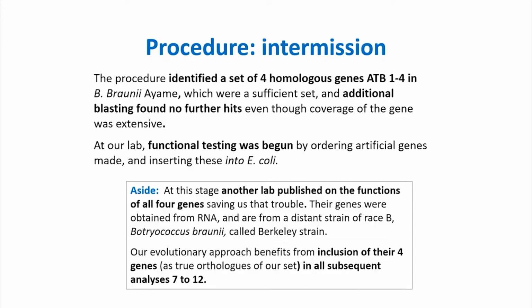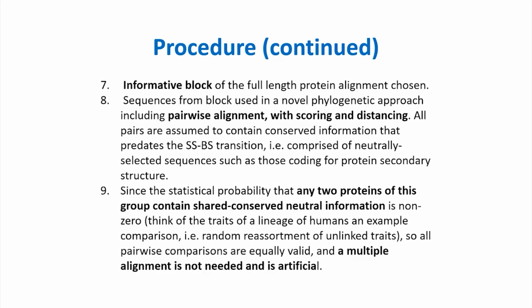Okay, so another lab actually published the functions just as we put out our patent, and that was fine because we're not that competitive. And so they beat us to the right to produce these fuels, and our interest is also evolutionary. So we just included their 4 genes in our set, and so these analyses 7 to 12 all included their genes. So we aligned everything. We scored and distanced using actually using a technique that Mike will now cover.